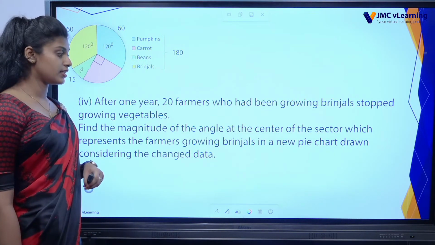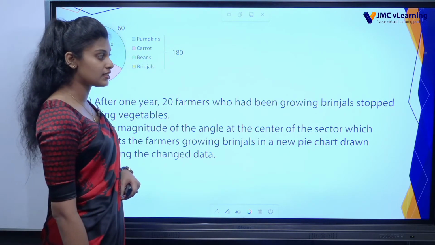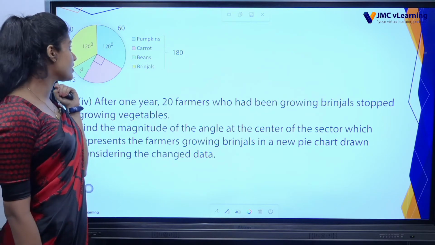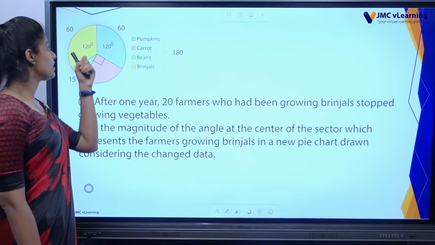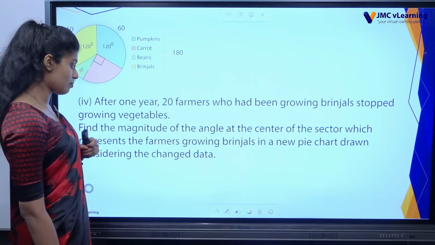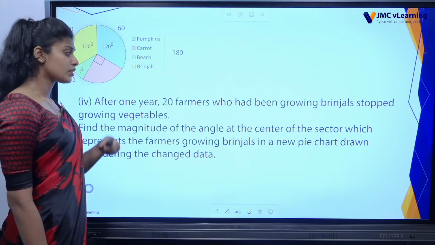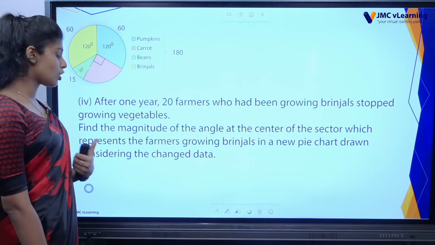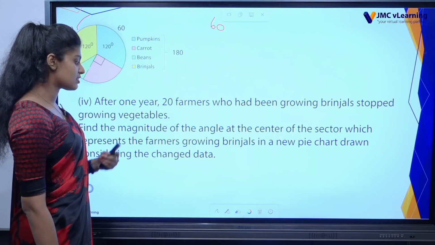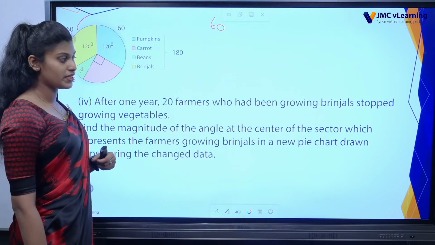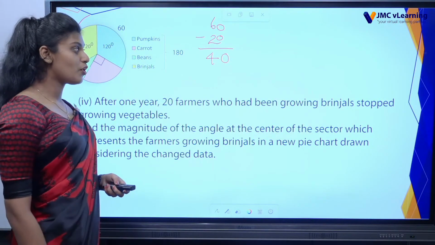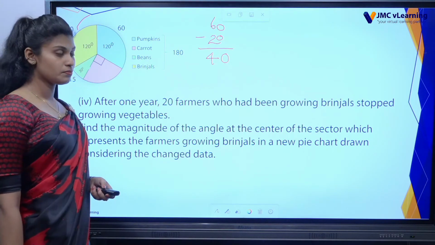Then after 1 year, 20 farmers who had been growing brinjals stopped growing vegetables. Earlier we have taken all the number of farmers as 180. Pumpkins are grown by 60 farmers. Then brinjals also are grown by 60 farmers. And beans are grown by 15 farmers. Then they are telling after 1 year, 20 farmers who had been growing brinjals stopped growing vegetables. Earlier there were 60 farmers growing brinjals. Now 20 farmers who had been growing brinjals stopped growing. Subtracting 20, now there are 40 farmers growing brinjals.